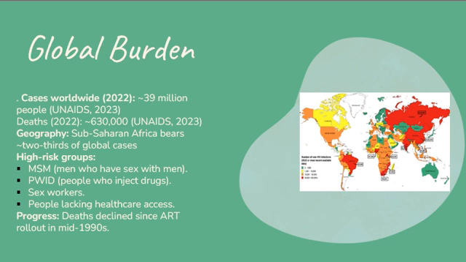In particular, Sub-Saharan Africa bears the greatest burden of HIV, accounting for nearly two-thirds of the global cases. However, certain groups are at higher risk, and these include men who have sex with men, people who use drugs and inject them and use needles for injection. We have sex workers and those with limited access to health care.